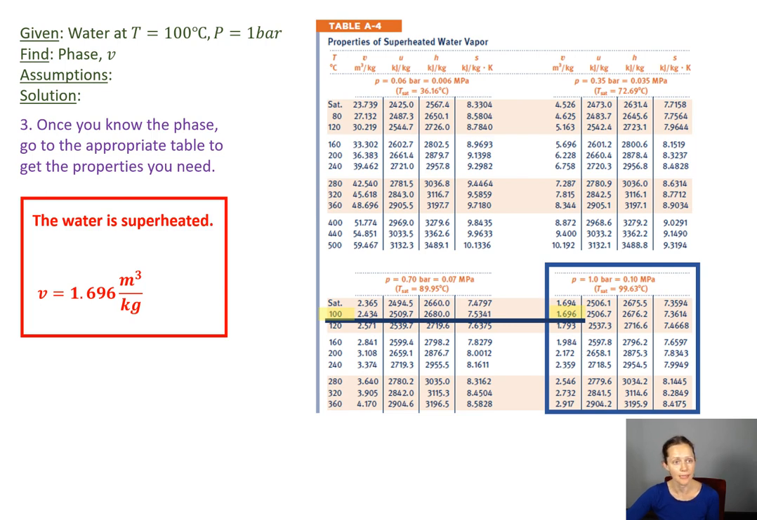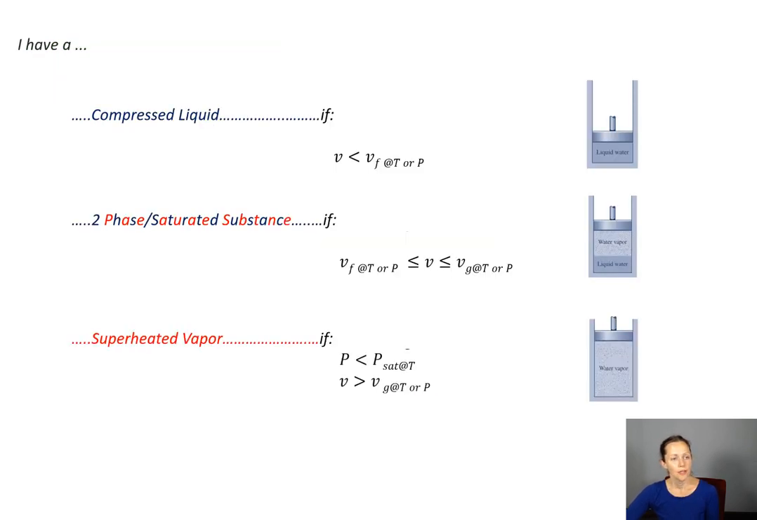So now I've got my set of rules. I have a superheated vapor, like in this example, if my pressure is less than the saturation pressure at the given temperature. I have a compressed liquid if it's greater than the saturation pressure at a given temperature. And I have a saturated substance if it's equal to the saturation pressure at a given temperature.